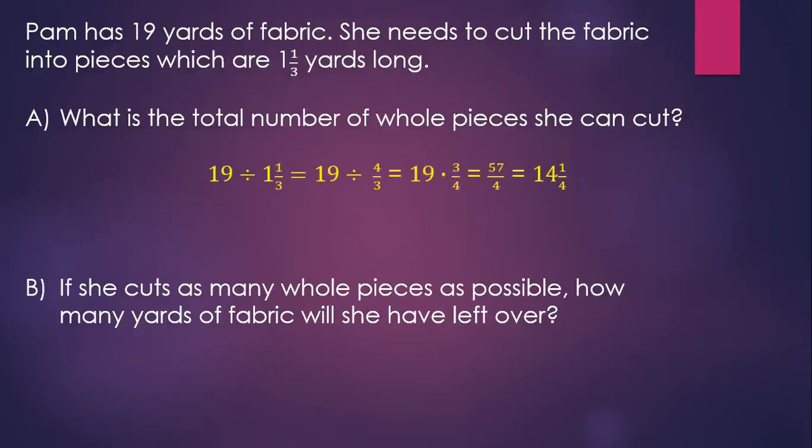So for the number of whole pieces, we're going to take the 19 yards and divide it into pieces that are 1 1/3 yards long, which would give us a quotient of 14 1/4. The number of whole pieces she can cut is then 14 whole pieces. The 1/4 is 1/4 of a piece that she has left over, which we're going to use for part B of our question.